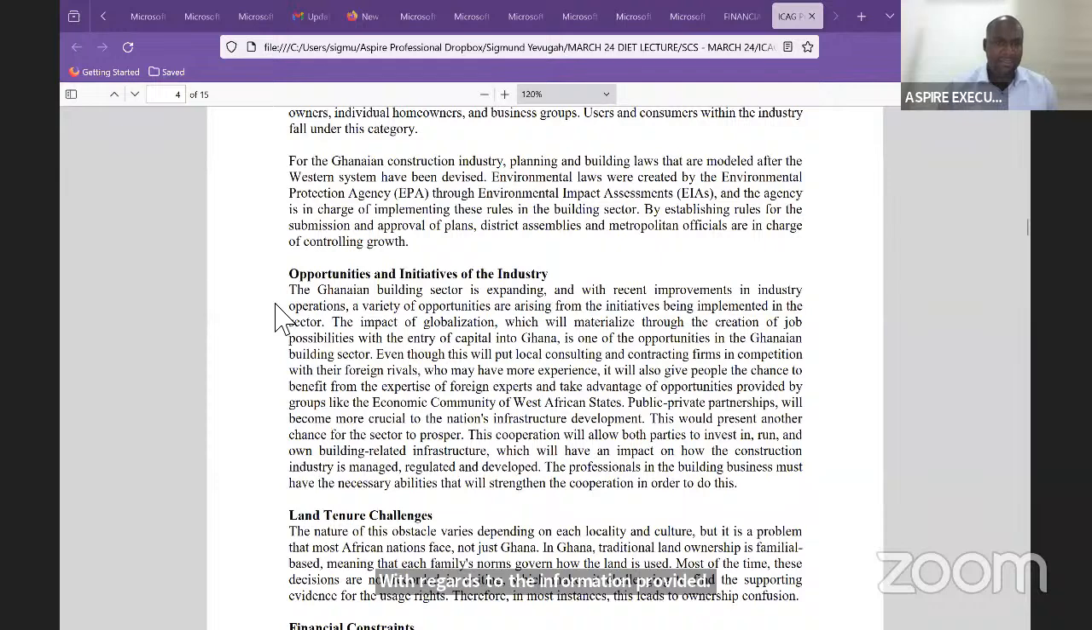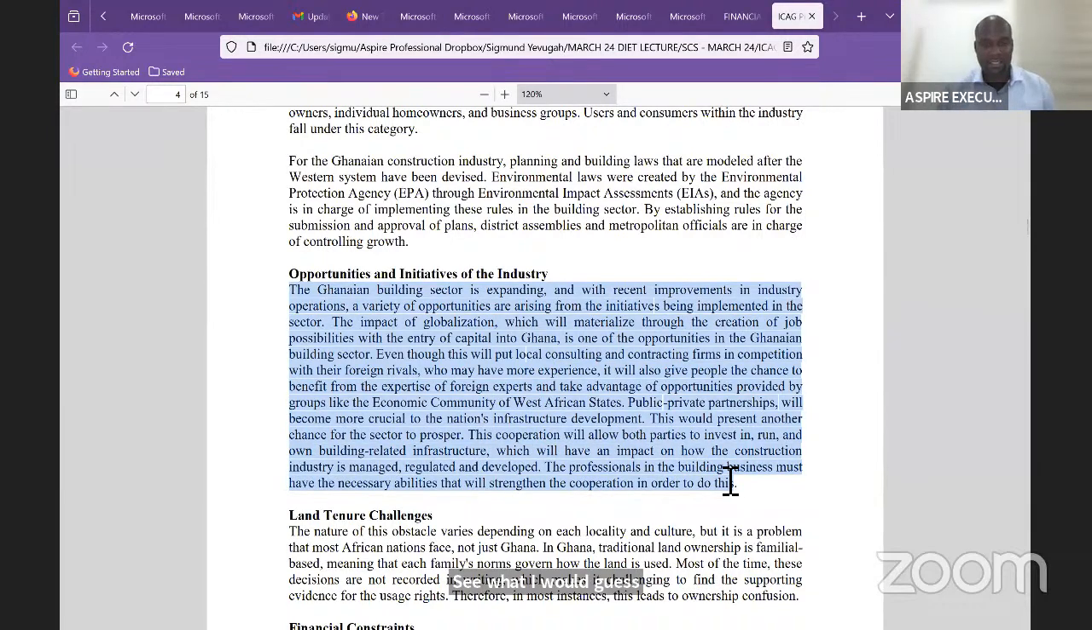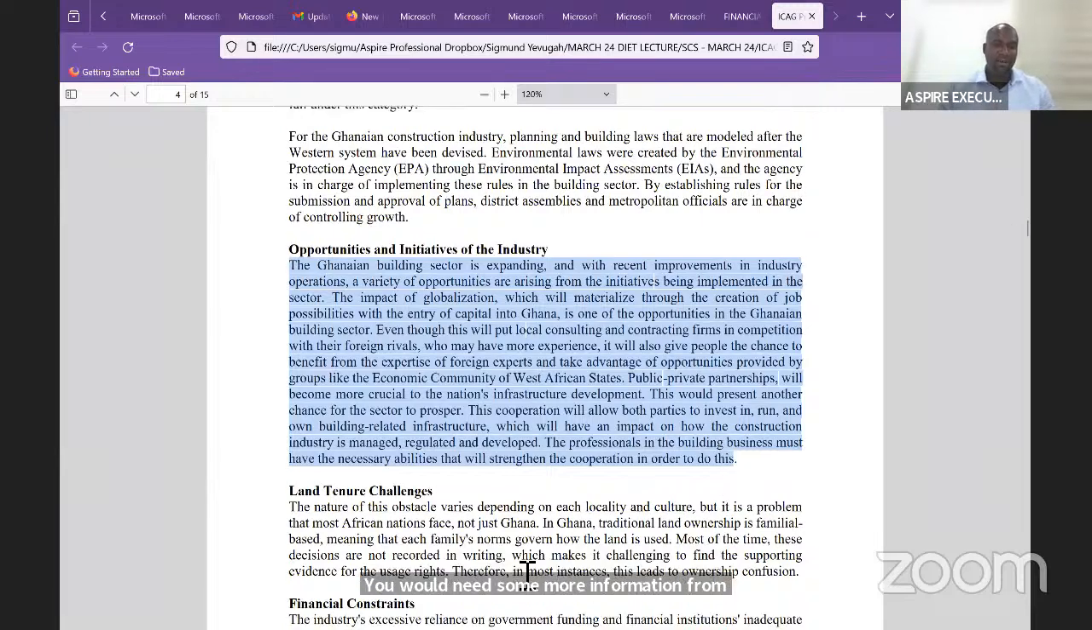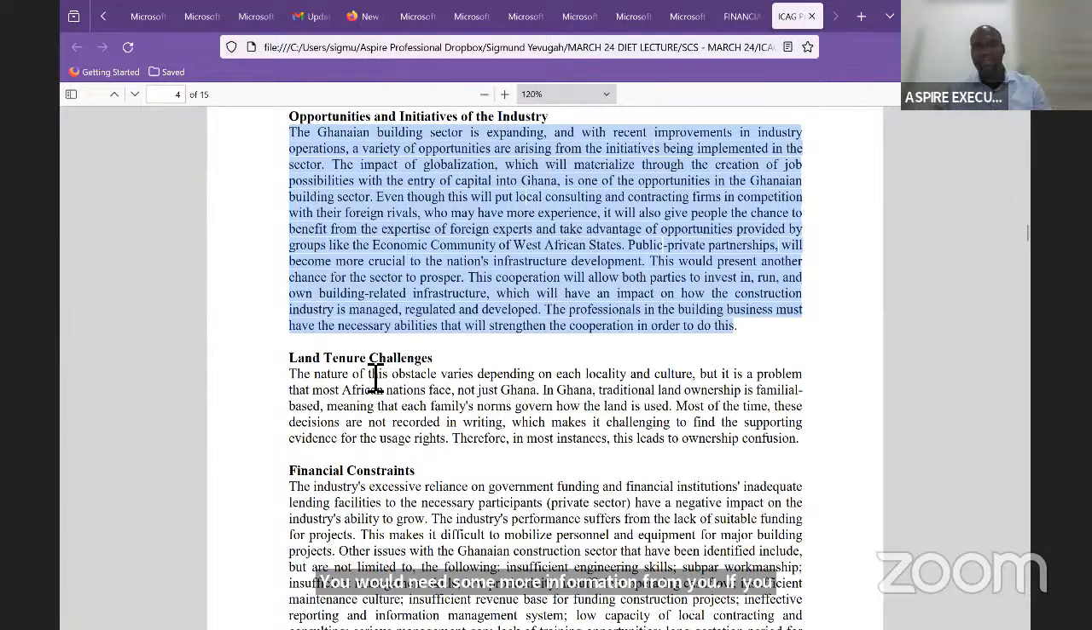So let's look at opportunities and initiatives of the industry to see whether we could get some more. Even the title of the paragraph should tell you that you are going to get a lot of opportunities here. Exactly. So the opportunities clearly will form part of your SWOT, if you are preparing a SWOT, which is the concluding part of your strategic position. You would need some more information from here. If you look at the next one, they call it challenges. So that could be the threats.